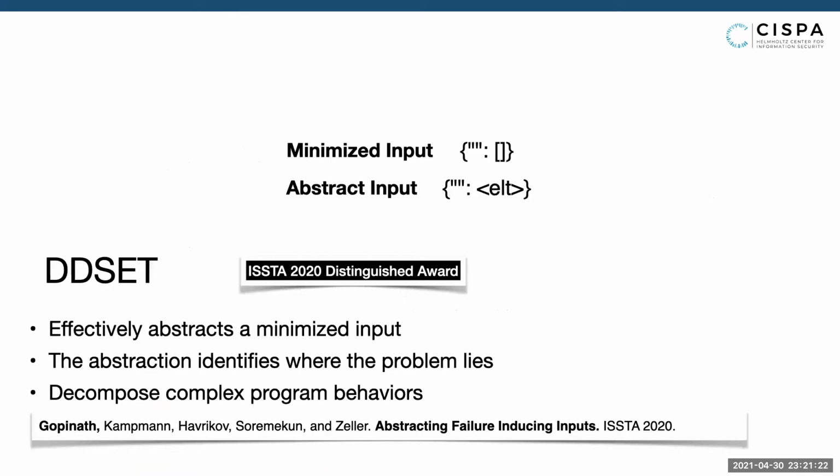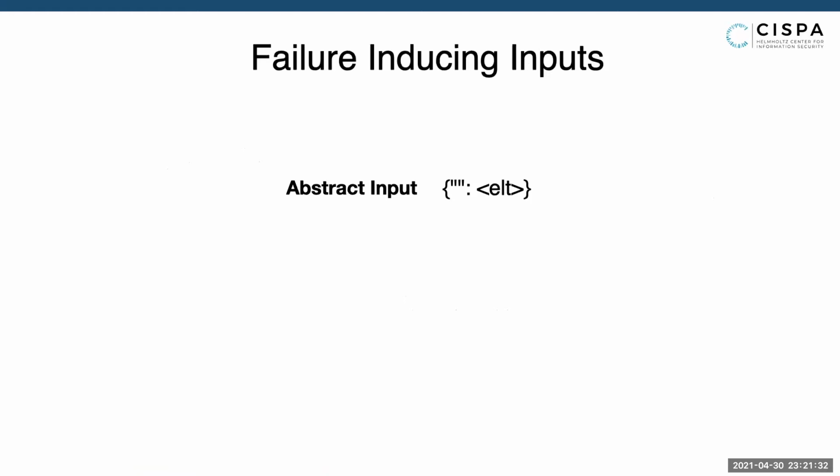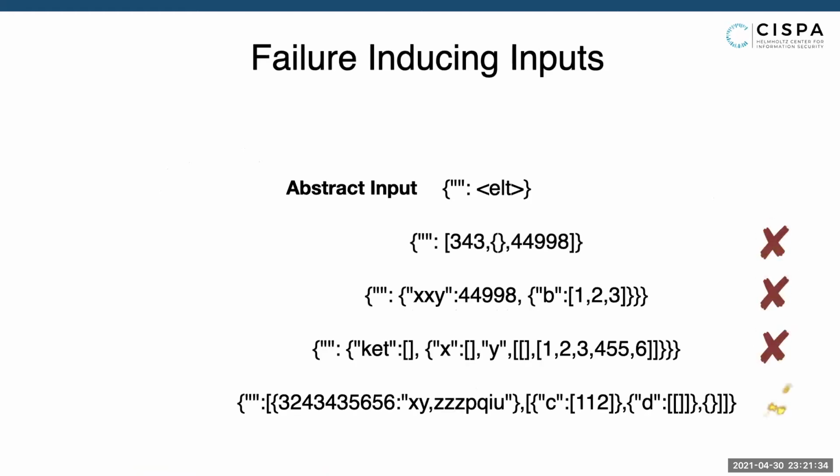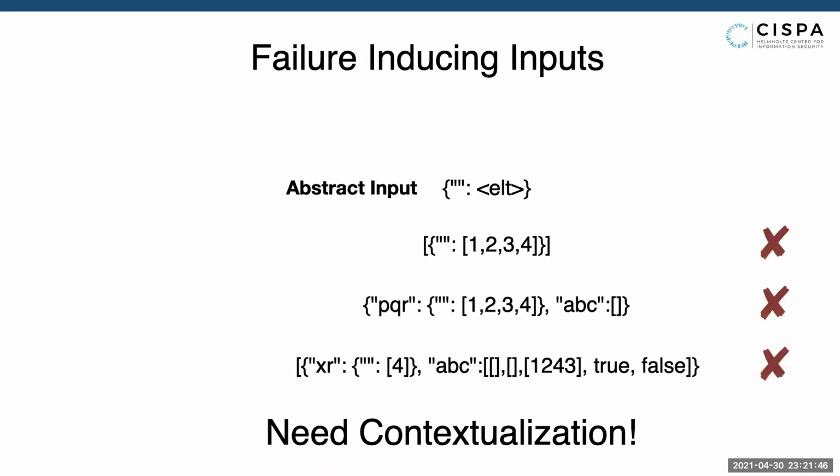However, this leaves one question unanswered. How can we generate more failure-inducing inputs using this abstraction? We can of course generate numerous inputs with random values substituting our ELT non-terminal. However, these inputs do not capture the complete behavior. In particular, consider the following inputs. These inputs also cause the same behavior. However, they can't be generated from our abstract input. That is, the abstract pattern we mined can occur in other contexts.